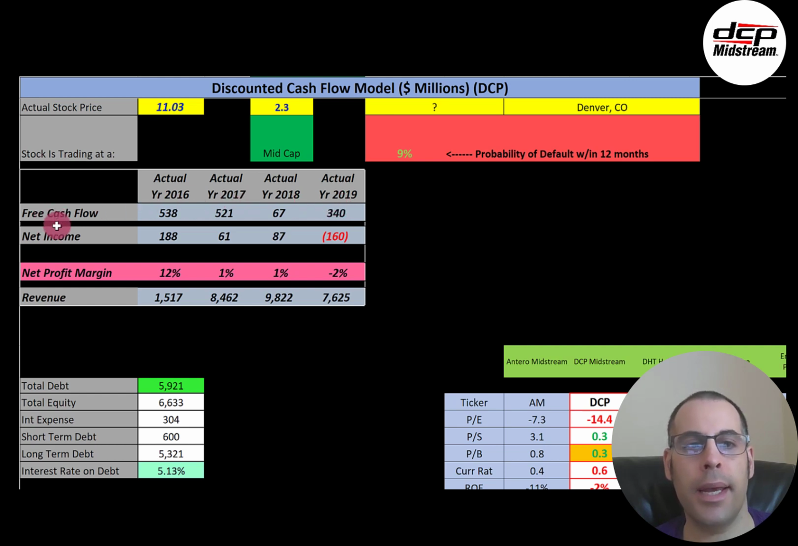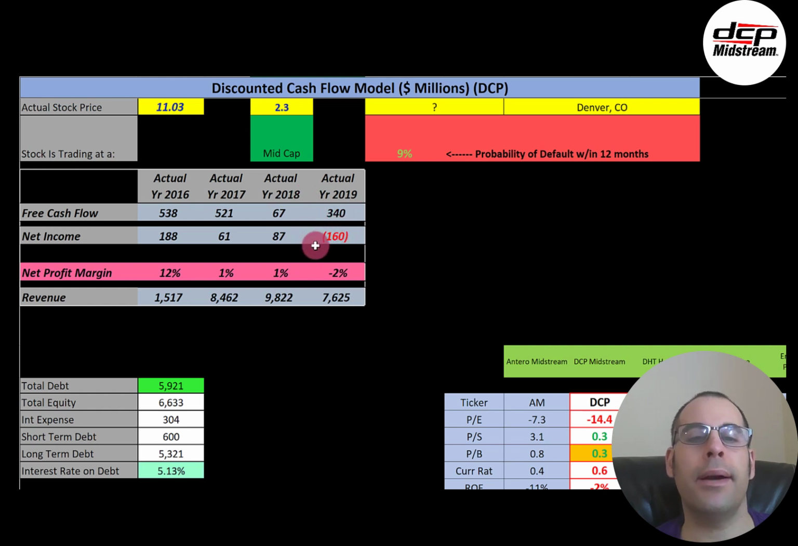Net income is the profit or loss on the income statement. It's revenue minus expenses. And this company has positive net income in 3 years. Then they have a negative in 2019, but they have positive free cash flow. A lot of things can occur for a company to have negative net income and positive free cash flow.